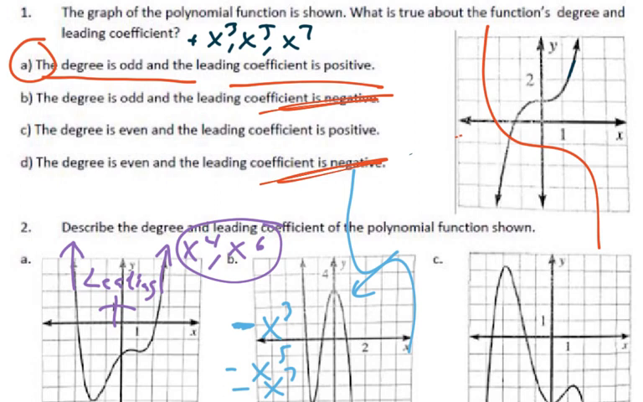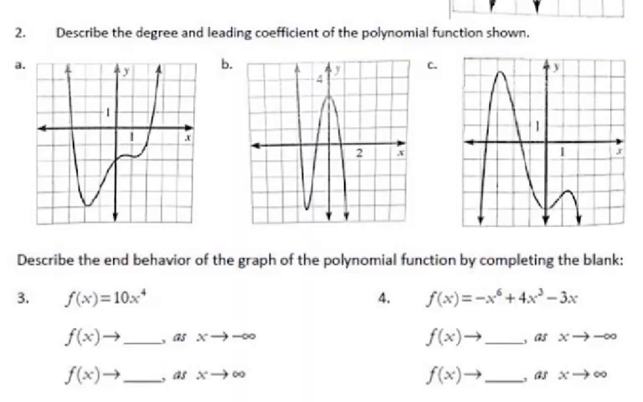Okay. Choice C. See how it's going down on the left and going down on the right? We know this one's an even function like x4 or x6 or something. But because it's going down, it's going to have a negative in front. So when it's up, it's positive. When it's down, it's negative. Okay, so we already did those.